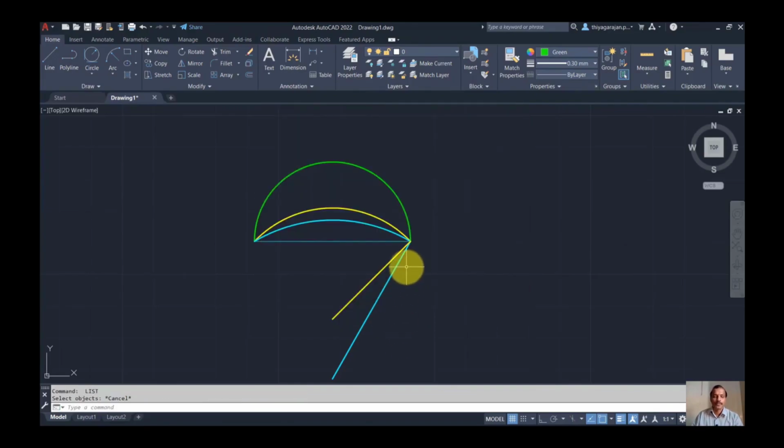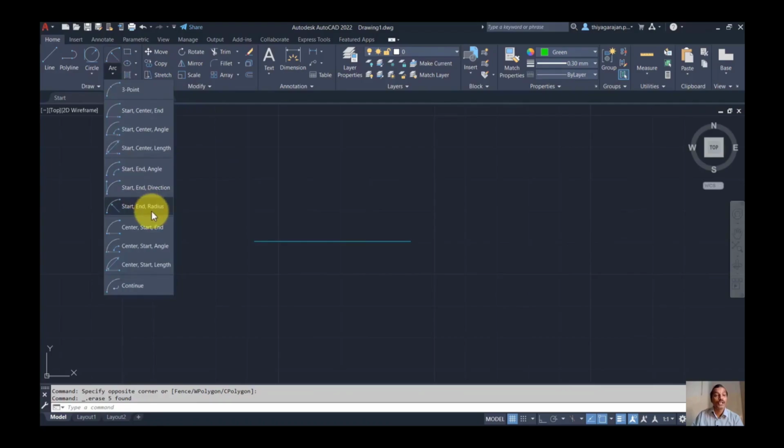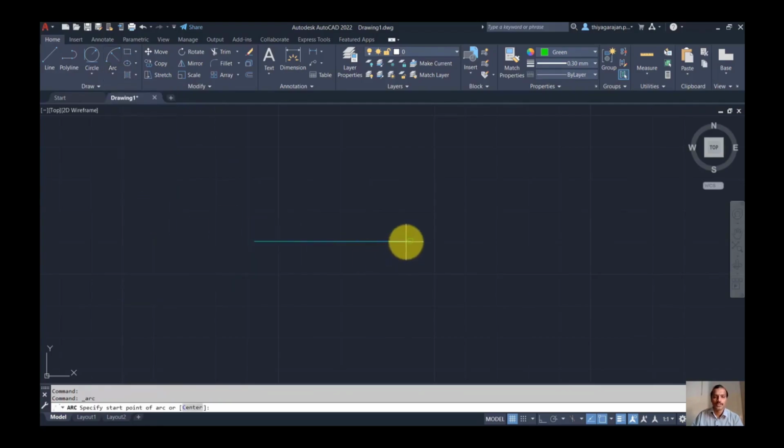So you can see the center point is here also. It is varying along the same line because our start point and end point are the same. The beauty of start, end, radius here is that we can give a negative radius also. Let me try this. Same start point, same end point. I'm going to give radius plus 45. This is positive 45. This is the radius point.